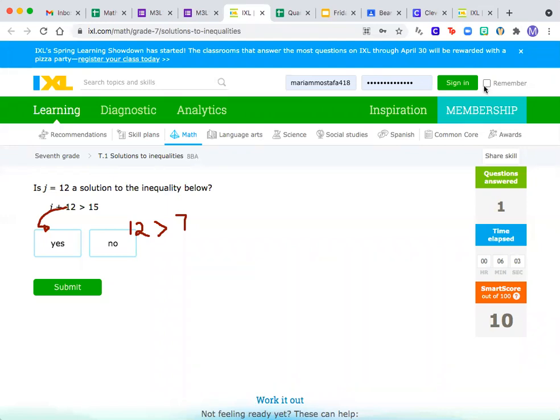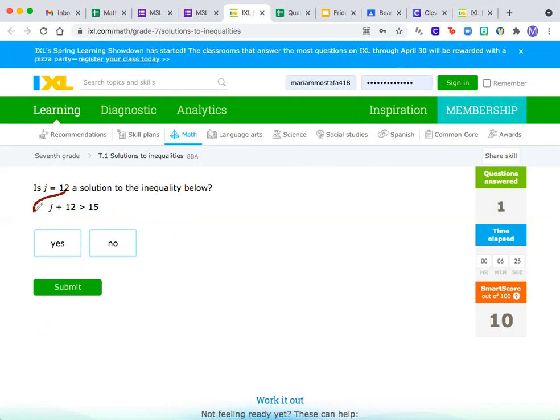So all you're doing is substituting to make sure that the value of the variable will make this inequality true. So let's try this one. This says, is j equals 12 a solution to the inequality? So it's kind of like the check step, basically.